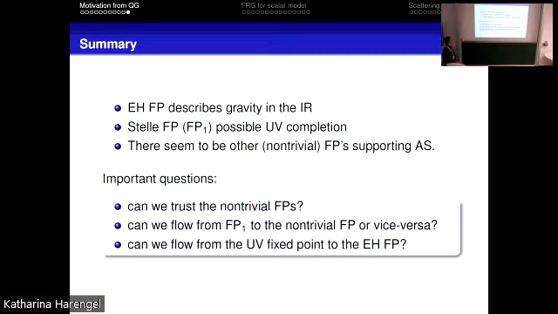And perhaps the most important one is, can we actually flow between these fixed points? Can we flow, for example, from one of those non-trivial ones in the ultraviolet to the Einstein-Hilbert fixed point in the infrared? That is very difficult to study in the case of gravity, and that's why at some point I decided to look at a toy model.